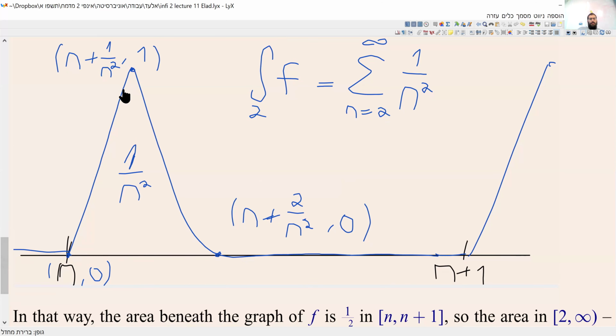As I mentioned, I want to write down explicitly, formally, what f is in every segment from n to n plus 1. And then we can move on and discuss quickly the following question. Before we do that, any questions about what I already said? Okay, so let's write down f explicitly.